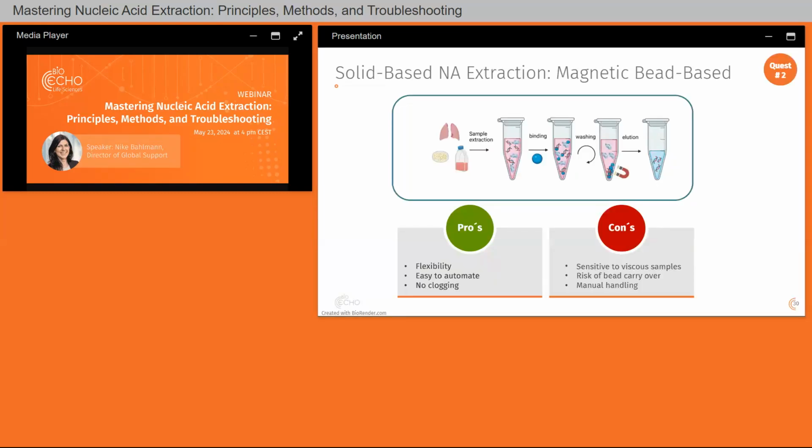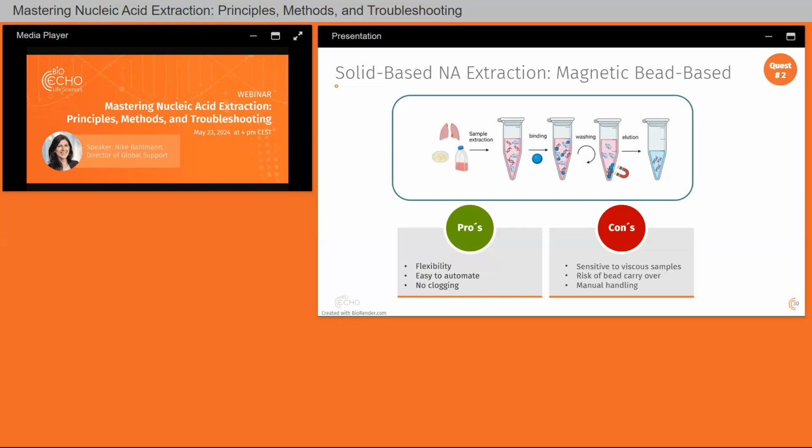It definitely comes with some advantages. It's very easy to automate. Maybe you also have an automate in your lab. It means a device which has a magnetic rack, and then you apply your beads, and then you do a magnetic bead purification. It's flexible to input, and usually it prevents your method from clogging, because if you have a lot of input, you can adapt the amount of beads you're using.